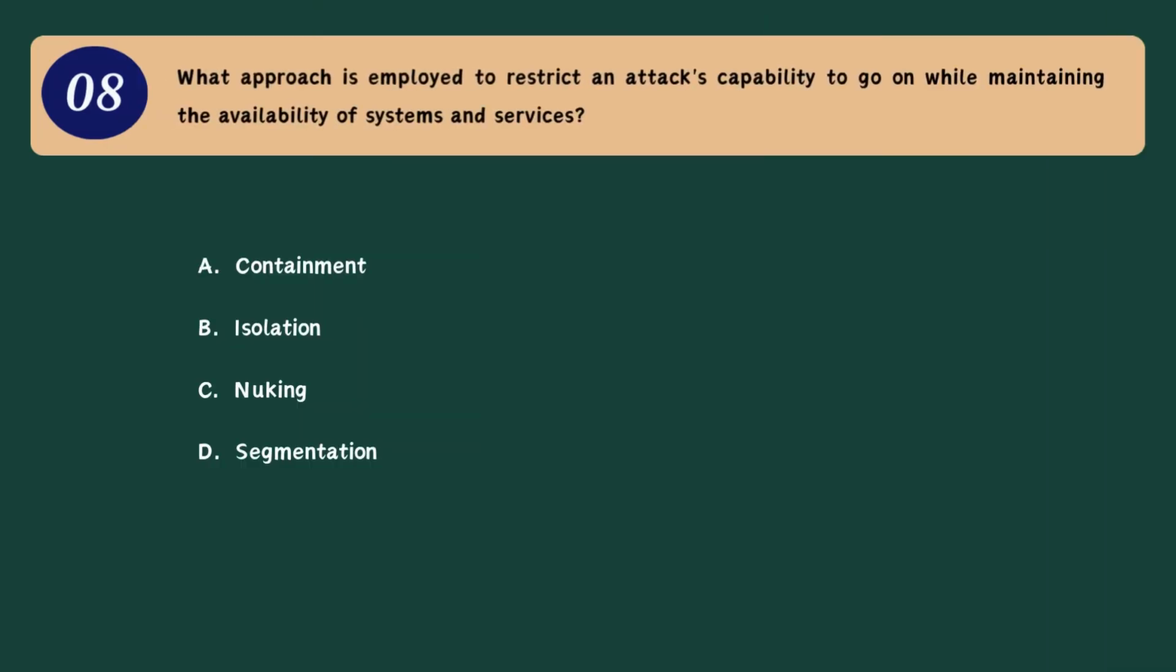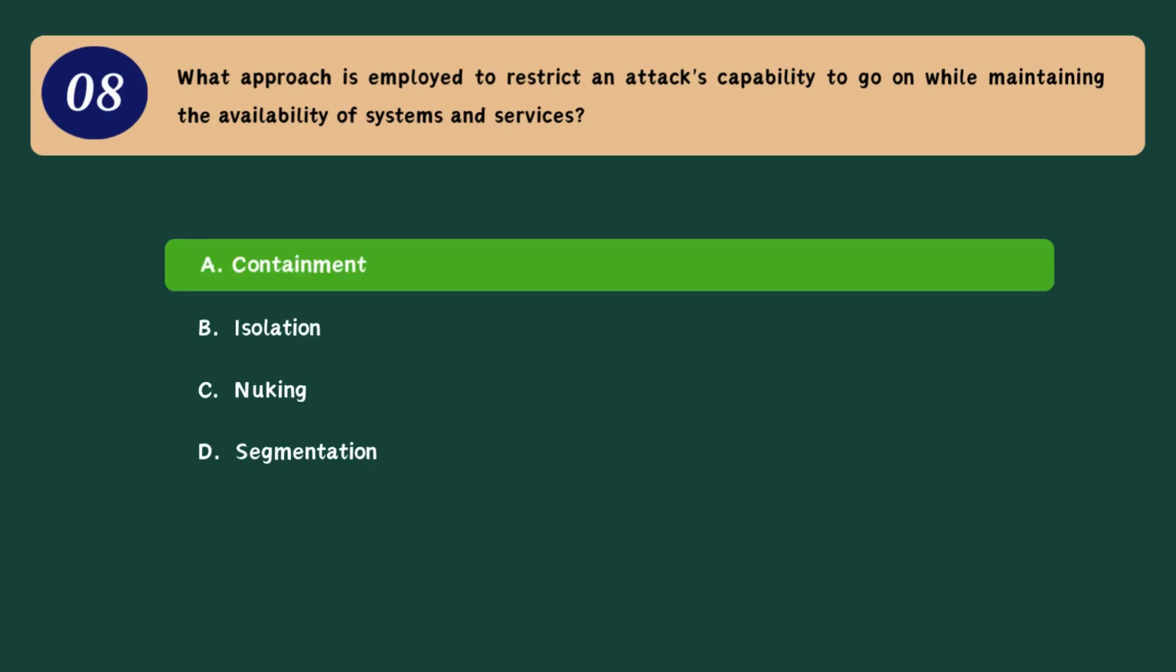Question 8. What approach is employed to restrict an attack's capability to go on while maintaining the availability of systems and services? A. Containment. B. Isolation. C. Nuking. D. Segmentation. Correct answer. A. Containment.